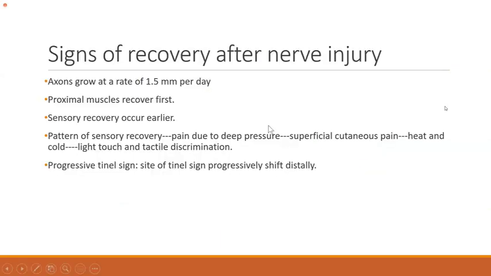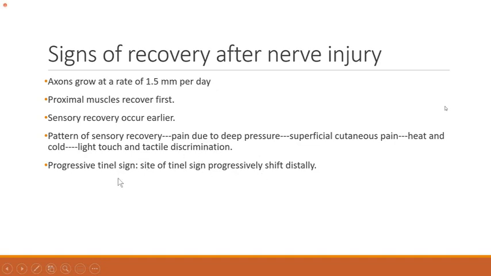So what are the signs of recovery after nerve injury? I have already told you they grow at 1.5 mm per day. The proximal muscles will recover first because the shorter the distance, the more easily it will be covered by the axon. So proximal muscles are nearer to the injured stump, and they will recover first. Sensory recovery will occur earlier, and this is the pattern of sensory recovery. Pain due to deep pressure will appear first, then superficial cutaneous pain, then heat and cold, and light touch and tactile discrimination are the last to recover.